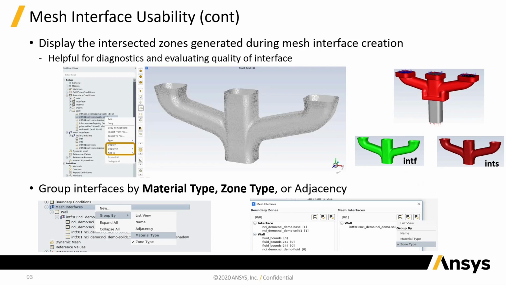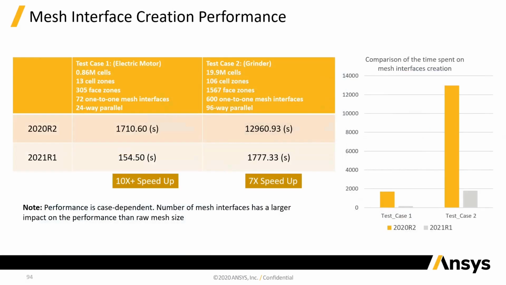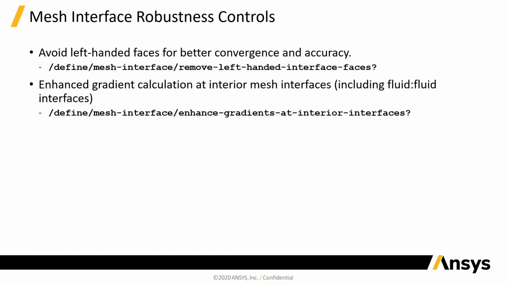There's the possibility of displaying where things intersect. So you can check whether there's good overlapping or not, and whether things have been projected well. So you can look at the interface on the fluid side, the interface on the solid side, and make sure they're good. It's a bit like the contact viewing in mechanical. And if you've got lots of these to make, then there's been a lot of speed up for some test cases here. Some robustness, there's a tool to remove left-handed faces, and there's a tool to improve gradient calculation.